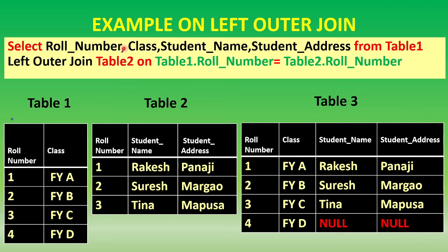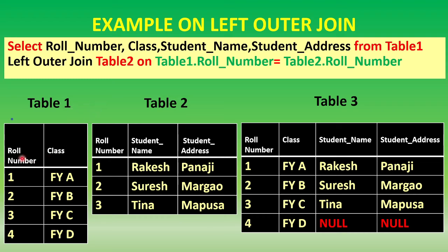So whatever you are selecting in the query, that has to be written in the final output table. Since it is a left outer join, all the records from the left table, that is table 1, will be written in the final output table. So here roll number 1, 2, 3, 4 and class FYA, FYB, FYC, FYD, all the records will be written. See, all the records of table 1 are written over here. Now table 2, this right table, only the matched records with table 1 will be written.